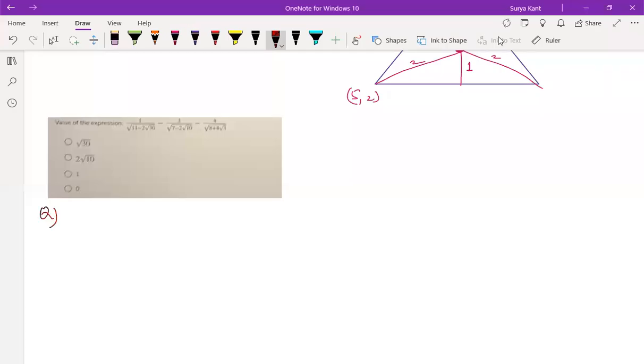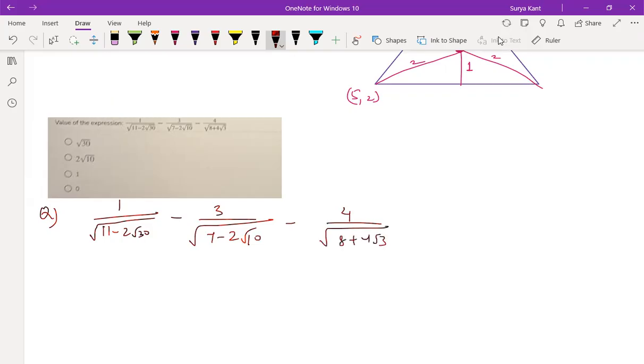The question is 1 divided by (11 minus 2 root 30), minus 3 divided by (root 7 minus 2 root 10), minus 4 divided by (root 8 plus 4 root 3). This whole root is there, yes sir, it's like that only.